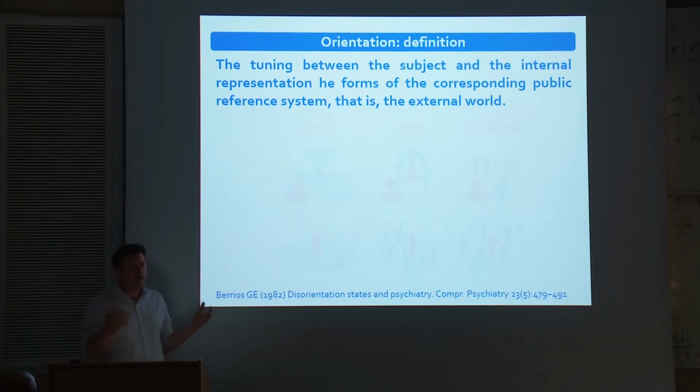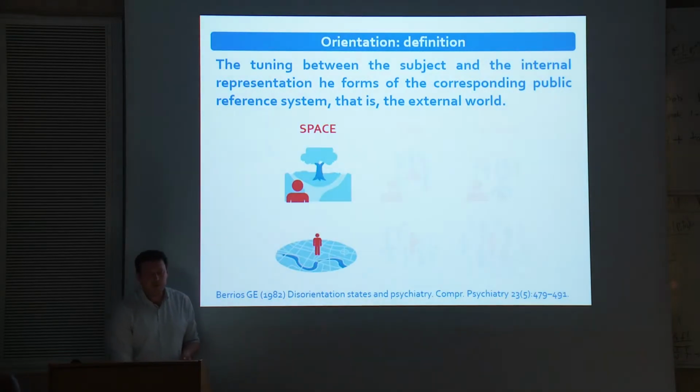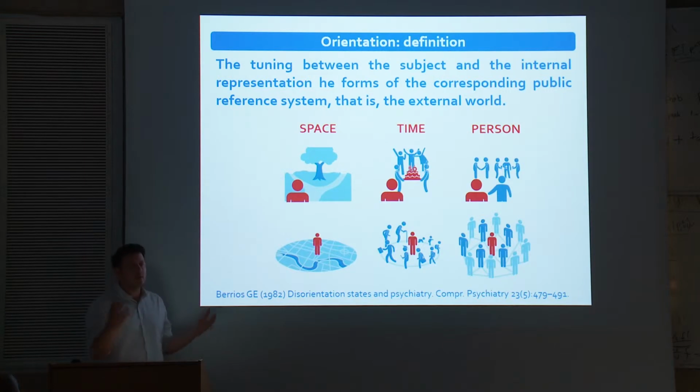This concept can be very easily applicable to the domain of space, evoking this egocentric, allocentric reciprocality, right? The places we see and the mental map we form of the said places. But this could also be applied to more abstract domains like the domain of time or the social domain.